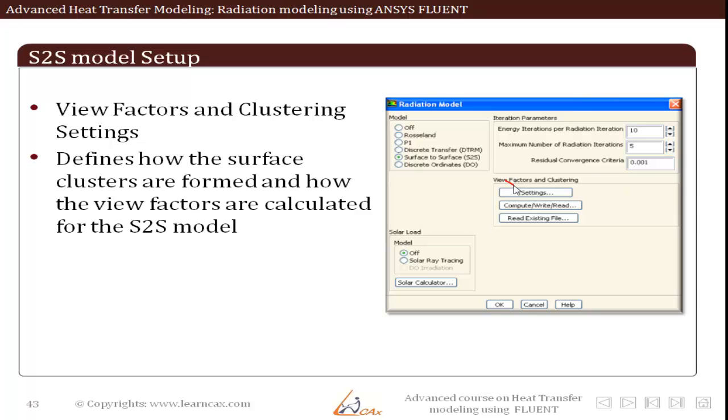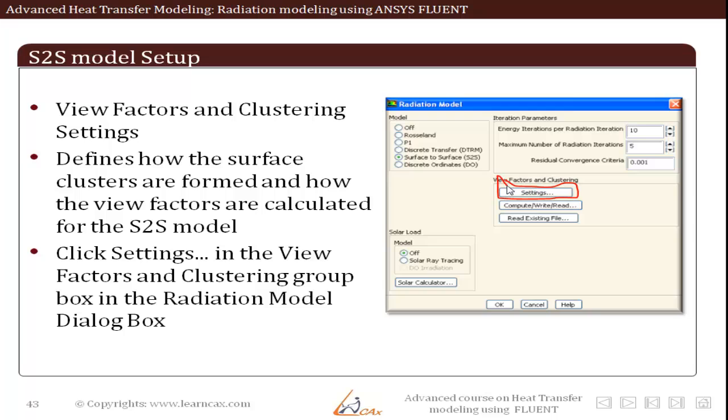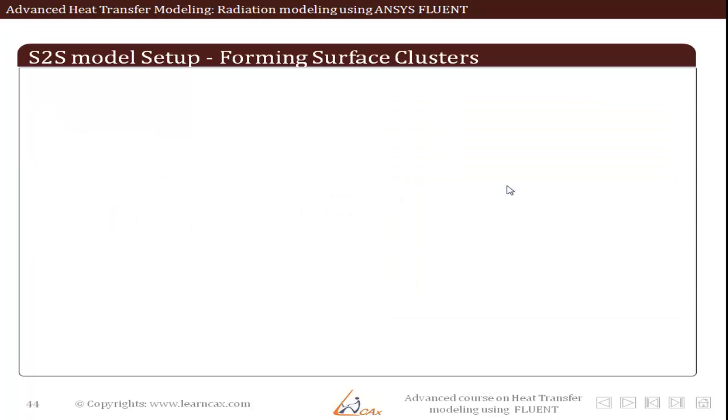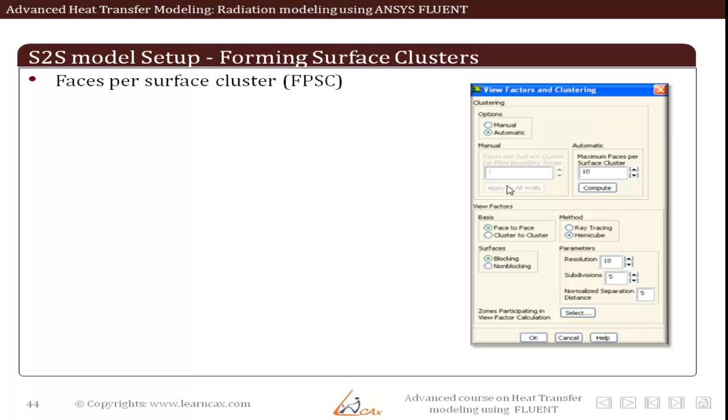That is, we click here. In this dialog box, we can specify the faces per surface cluster value. This number controls the number of radiating surfaces. So the maximum faces per surface cluster is set here.